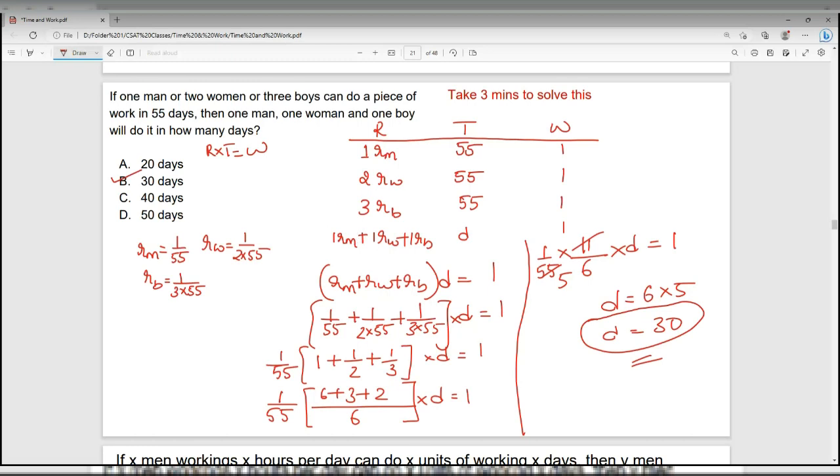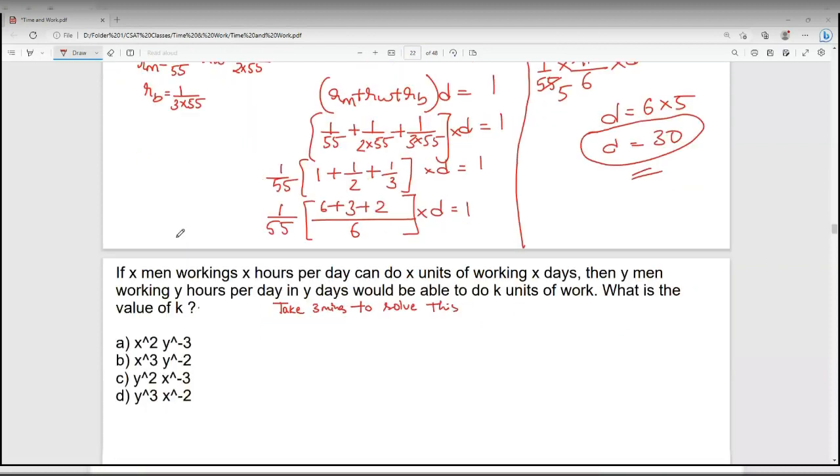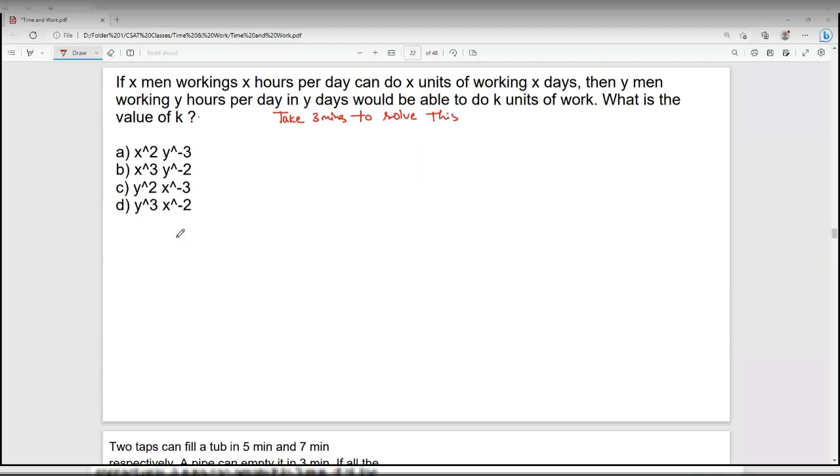I hope you have solved this. If you have any doubt, you can please ask. If you have no other doubts, we'll move to the next question. Okay, we'll move to the next question. I hope there is no more doubt in this question. We'll move to the next question. Please take 3 minutes to solve this.